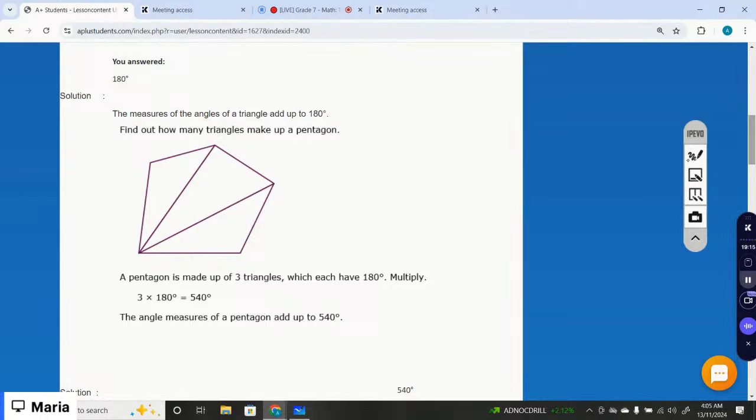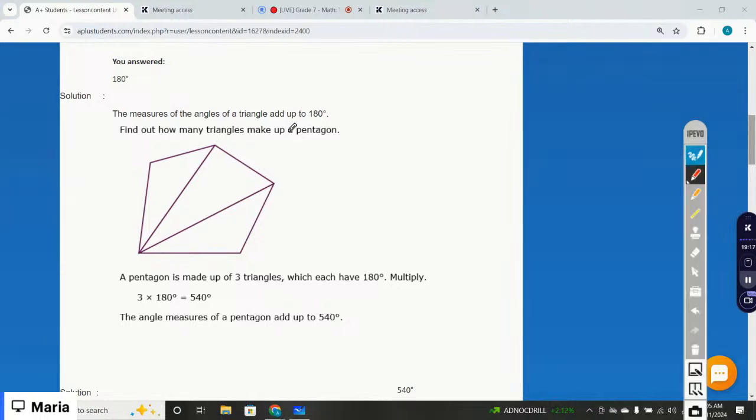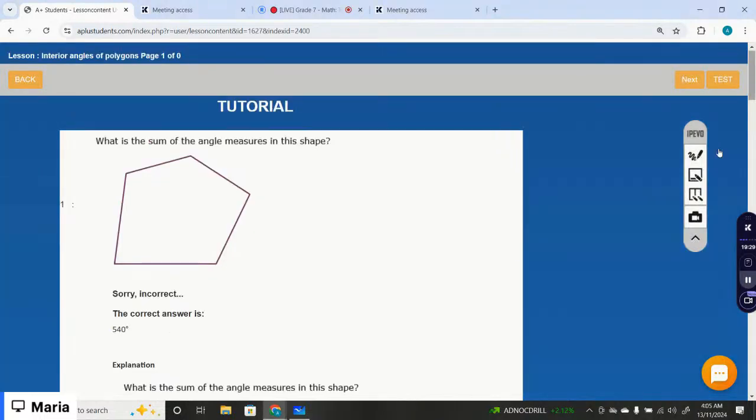Measure means you have to see how much the angle it is. That means how much angle it is. Let's just start with the test questions.